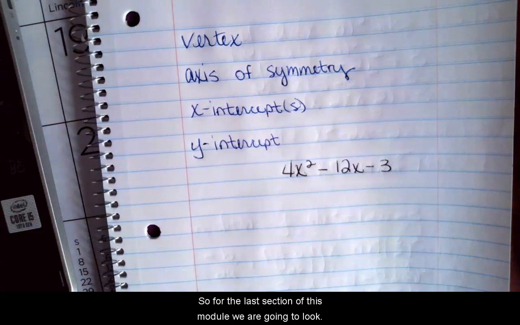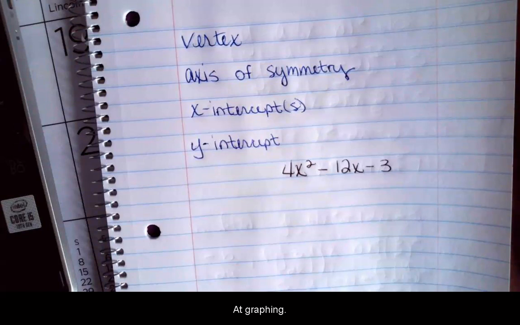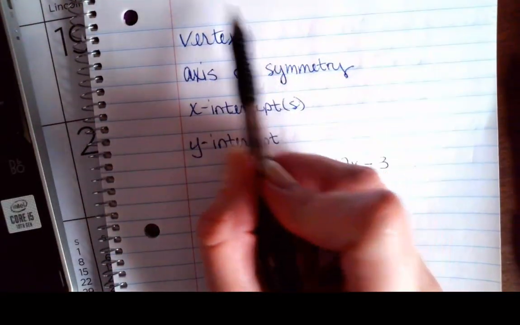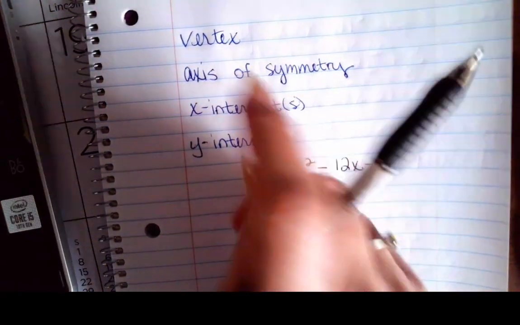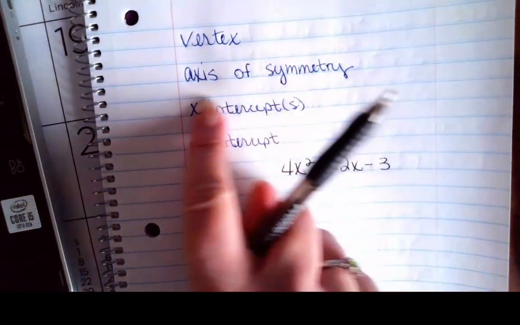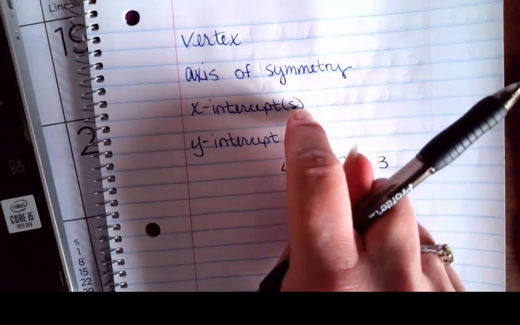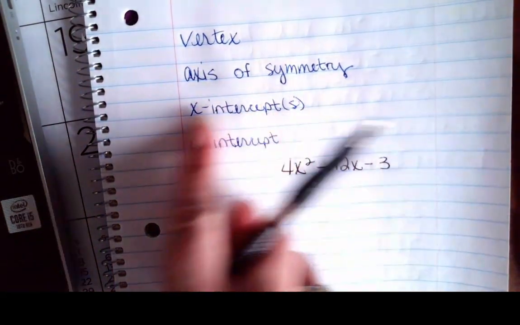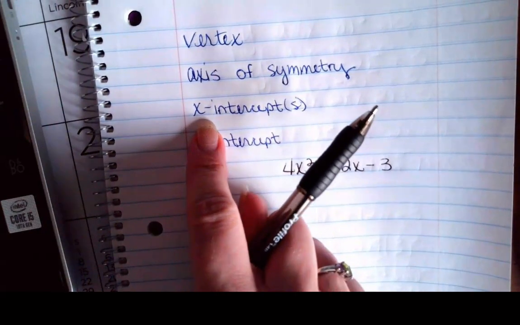So for the last section of this module, we are going to look a little bit more in depth at graphing parabolas and quadratic equations. First thing we want to do, we're going to look at four things. I want to know what the vertex is, which we've done. I want to know what the x-intercepts are, which we've done. That's factoring or square root method, whatever. We want to know what the y-intercept is, which is something you've done.